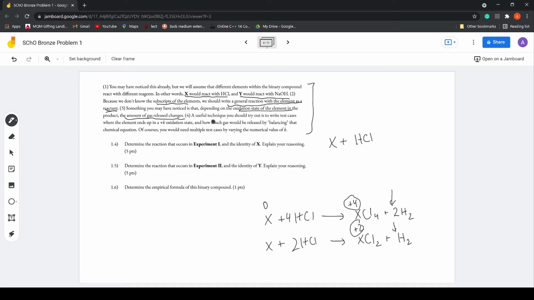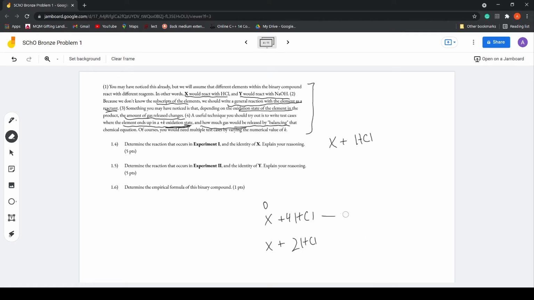And then the last hint says, a useful technique you should try out is to write test cases where the element ends up in a +K oxidation state. So instead of taking 4 or 2 or some specific oxidation state, let's assume it has a +K oxidation state and work with variables, and then test out these different values at the end. So this is what we're going to do in this question, and see how much gas would be released by balancing that chemical equation. Okay, so these are some good hints for this question and make it a little more manageable as a bronze problem. So let's go through exactly how you would write the equations.